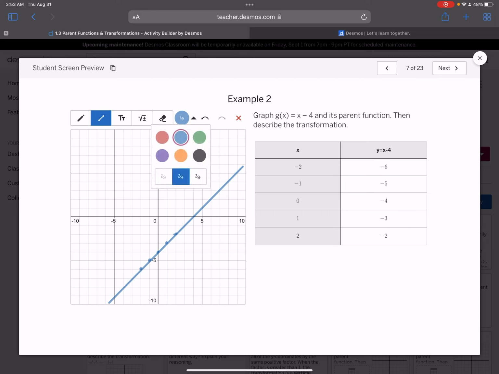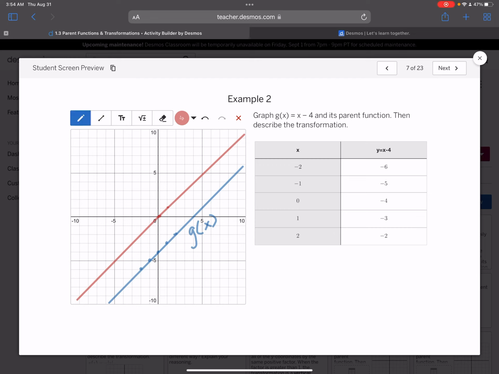All right, now we also want to graph the parent function. That's just our y equals x. Here, let's go ahead and label this, which is our function that goes through the origin and it has a slope of 1. So that's our parent function, f. So describing the transformation, there are 2 ways I can think about this.